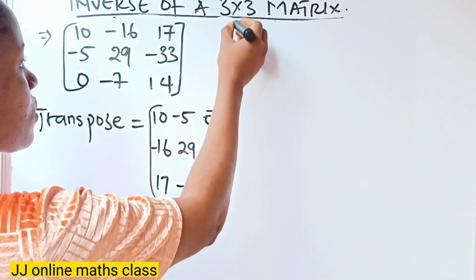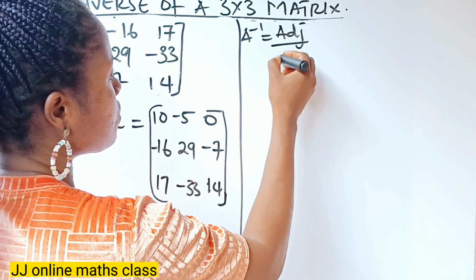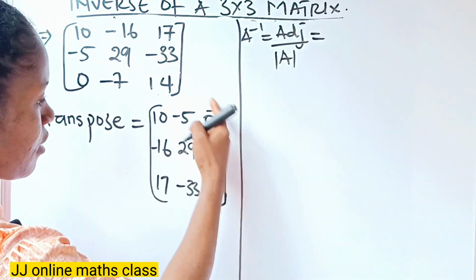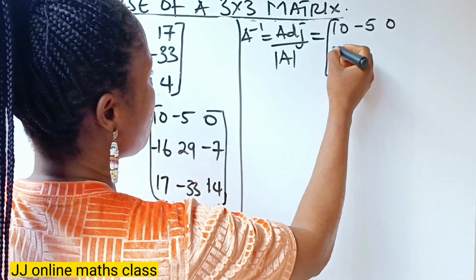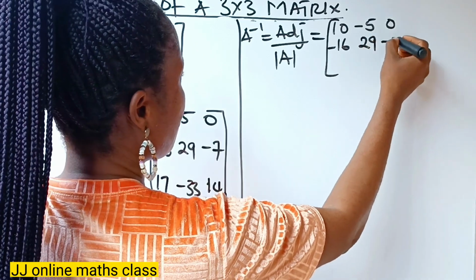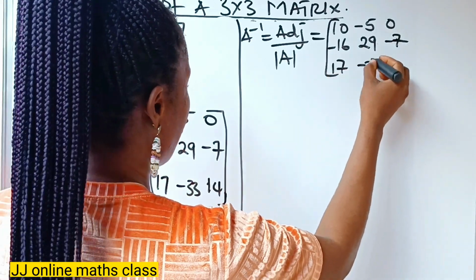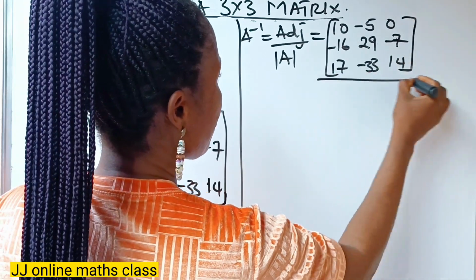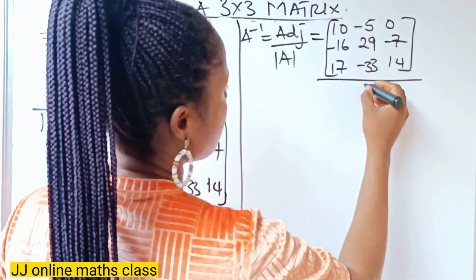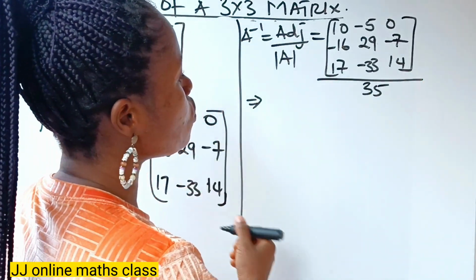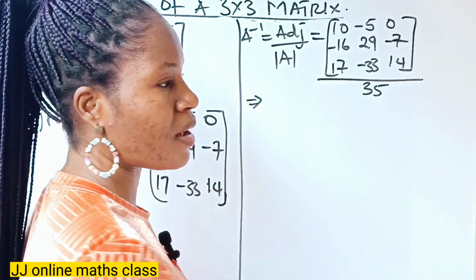So remember that we are looking for A inverse. And our A inverse is equal to the adjoint over the determinant. Now we have found our adjoint, which is this. So we have 10, minus 5, 0, minus 16, 29, minus 7, 17, minus 33, 14, divided by the determinant of A. Remember that the determinant of A, we got 35, right? Over 35. Now, what are we going to do? We are going to divide each element here by this 35.